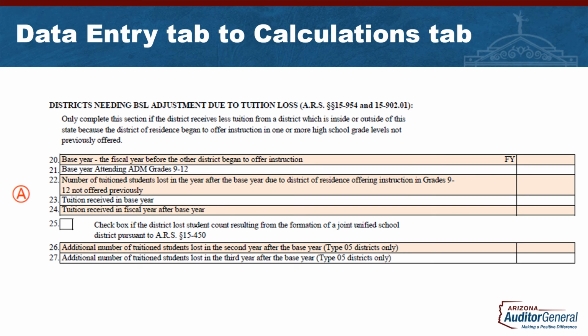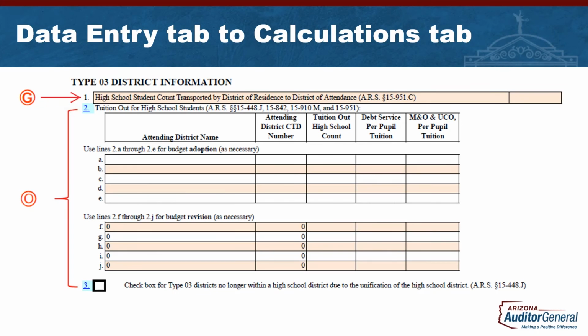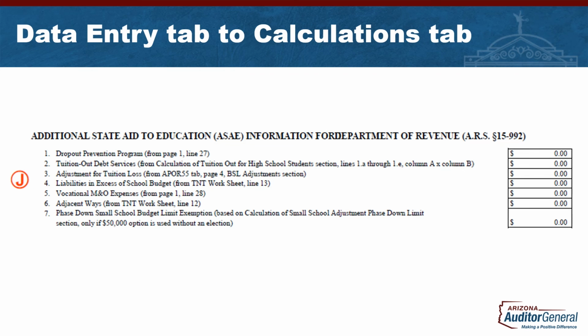The last section we have to cover in the Data Entry page is for Type 3 districts, elementary districts not within a high school district. Tuition amounts are entered here for adoption or revision as indicated, and the calculations are performed on the Calculations tab. Now that we've covered everything in the Data Entry tab, the final area on the Calculations tab pulls information collected from your budget amounts for the Department of Revenue. These cells will automatically pull from the appropriate places in your budget so that DOR can see this information all in one place.